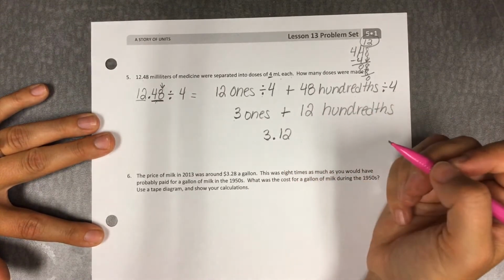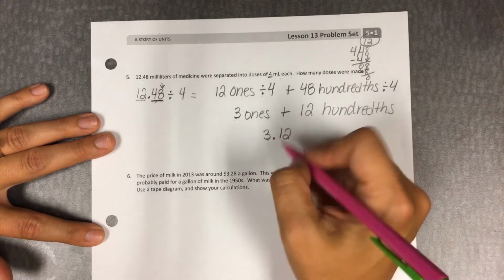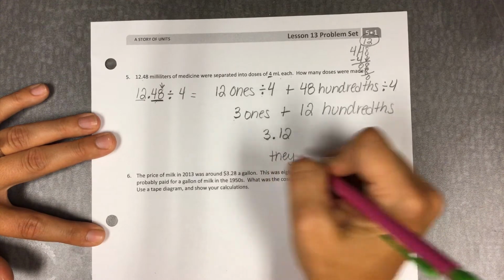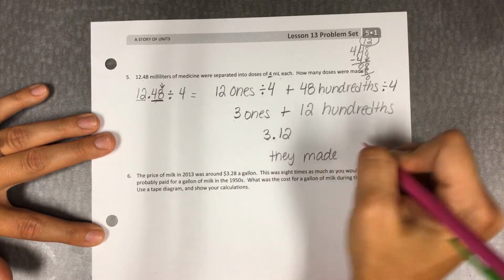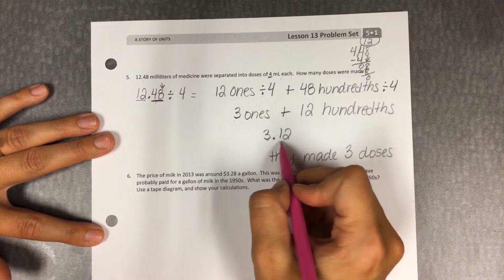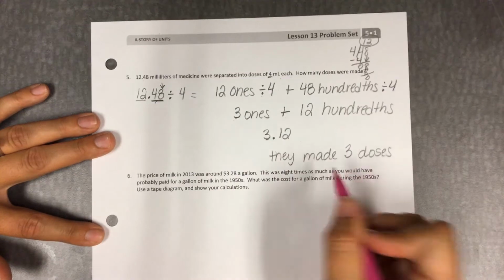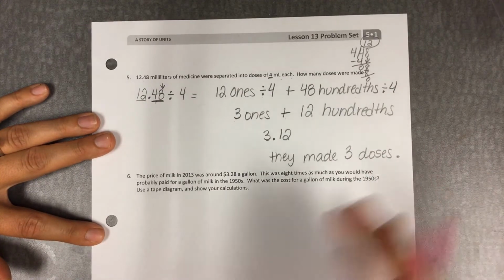Okay, so honestly, I can't have 12 hundredths of a dose. So how many full doses did they truly make? Well, they made 3 doses. This 12 hundredths, they didn't even make a half a dose. So I'm going to go ahead and round that down to say that they made those 3 doses.